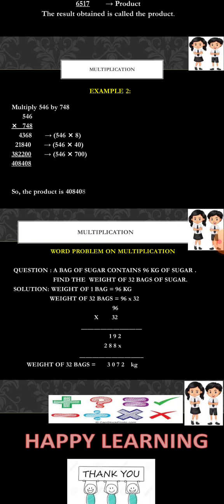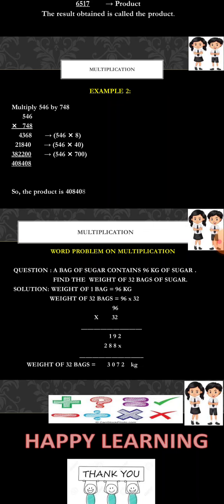Let's multiply 546 with 4. 4 6s are 24. We'll write 4 here and we'll take 2 as carry. 4 4s are 16. 16 plus 2 is 18. We'll write 8 and take 1 as carry. 4 5s are 20. 20 plus 1 carry becomes 21. So the product of 546 with 4 is 2184.